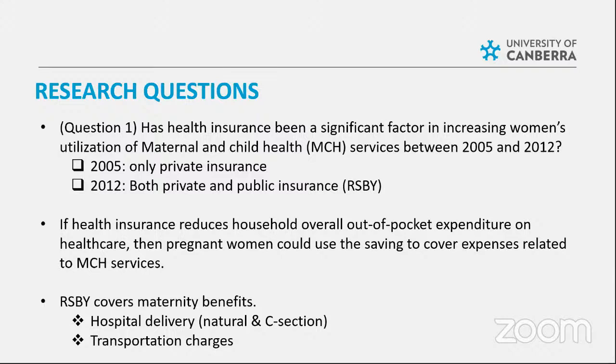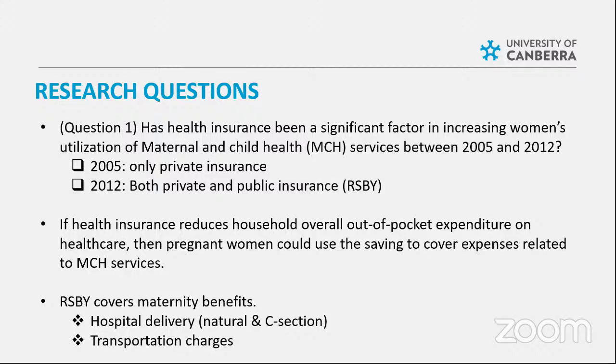Another channel through which the insurance may increase utilization of services is through the maternity benefits it covers. RSBY, for example, allocates a small sum for maternity benefits. It covers all expenses related to delivery at the hospital, including transportation charges. These maternity benefits covered by the insurance may encourage more women to give birth in institutions.